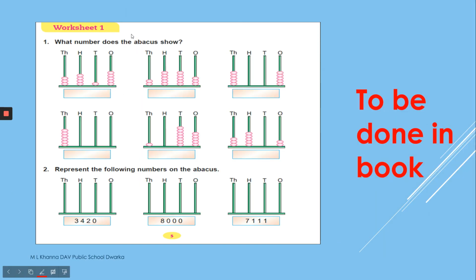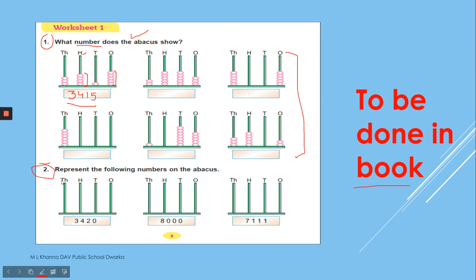Now this is worksheet 1 from the book. You have to do it in the book itself. In the first part, you have to write the number the abacus is showing. Can you tell me how many rings are there in thousand place? Yes, there are 3 rings. So we'll write 3. And 100 stick, how many rings are there? 4. So we'll write 4 here. Then we'll write 1. And here there are 5 rings. So we'll write 5. So this is the way of getting the number from the given abacus. Similarly, you can do all the parts.